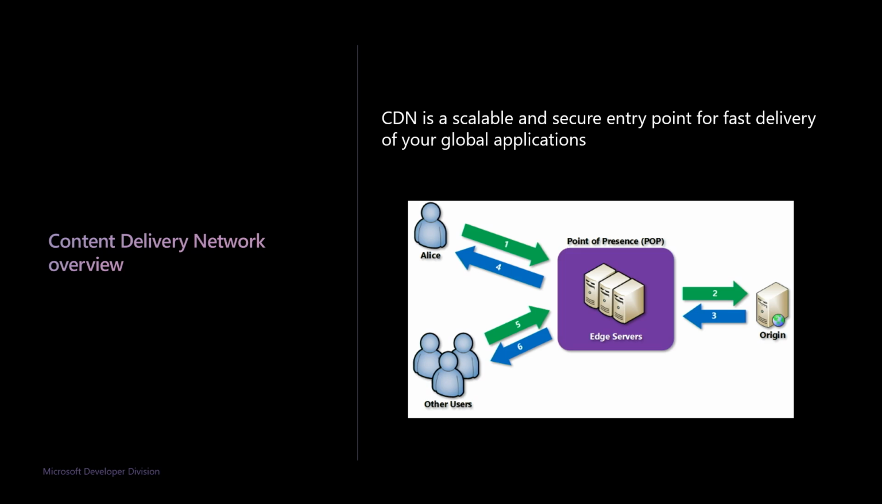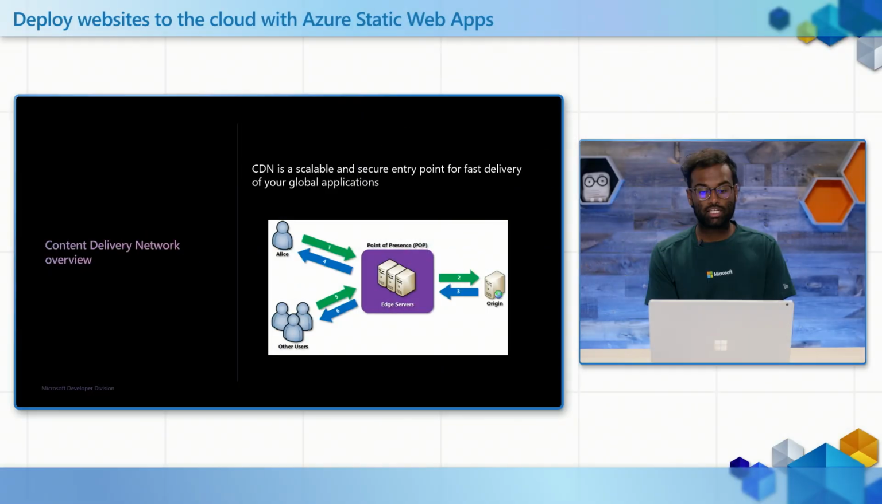Now that we've set up traffic splitting, let's move on to something more advanced, Enterprise-Grade Edge. This feature utilizes a content delivery network service to deliver superior performance and high availability. CDN is a scalable and secure entry point for fast delivery of your global application. It offers several benefits, including global load balancing, caching assets at the edge to help improve your application's performance, and improved security.